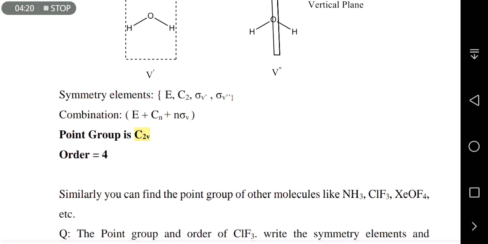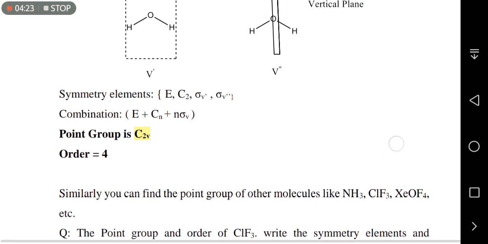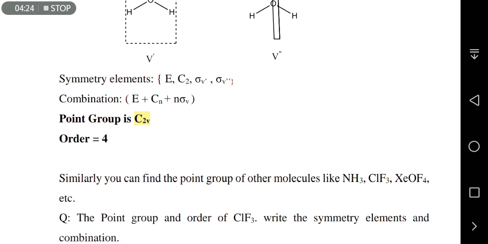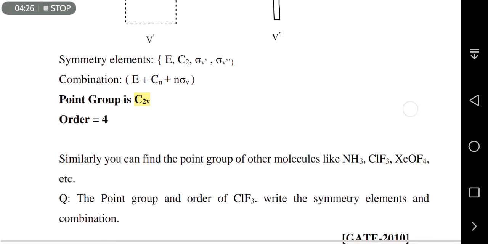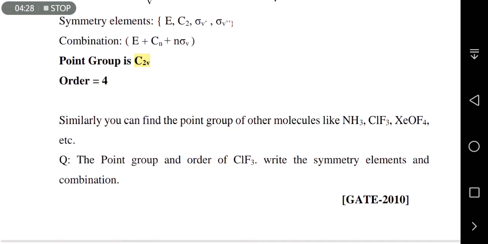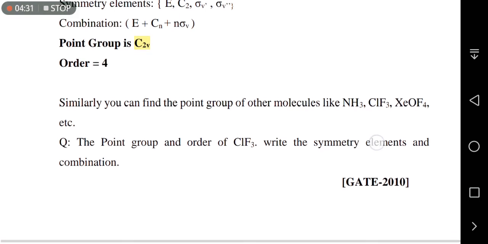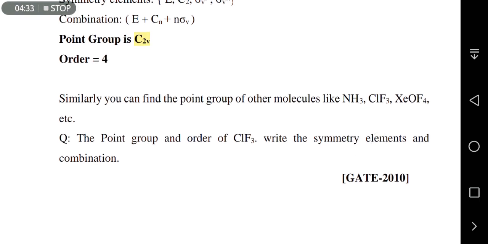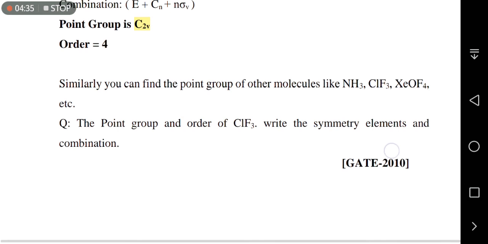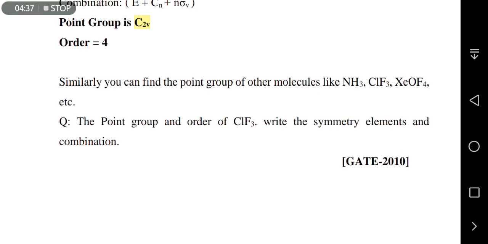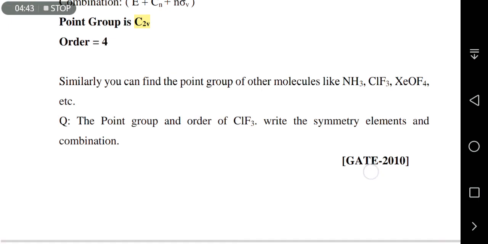So a molecule having identity, Cn plus n sigma v, what is the point group of that molecule? Cnv. Please remember, and you can write down this type of point group. Similarly, you can find out the point group of other molecules like ammonia, ClF3, XeOF4. Please try to draw the correct structure of these molecules and find out their point groups by yourself.